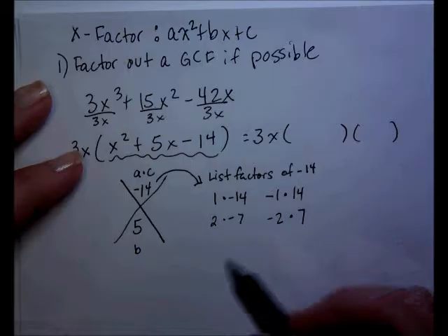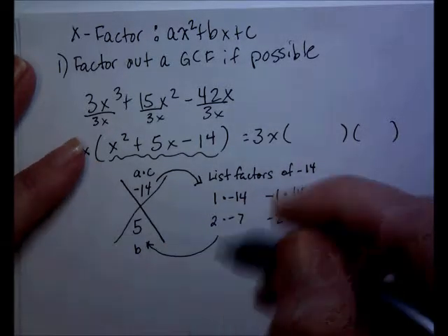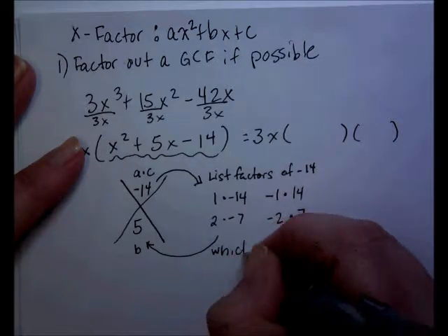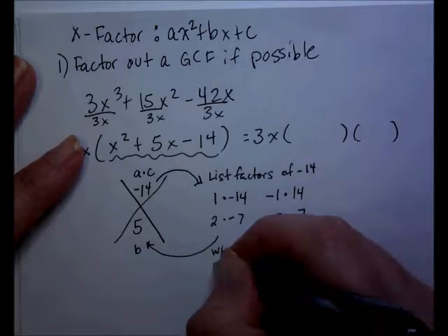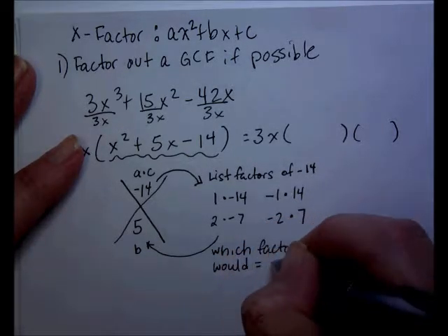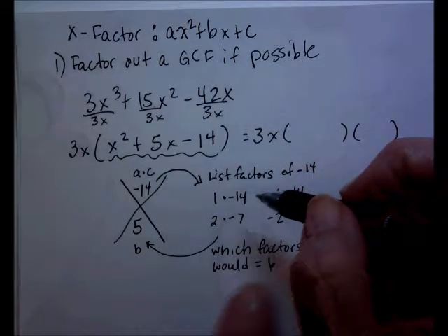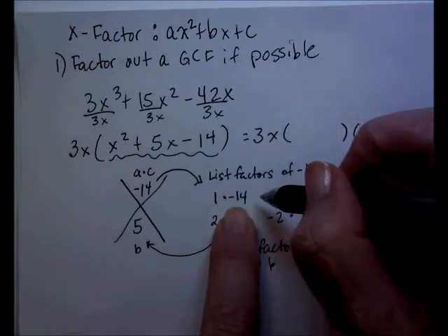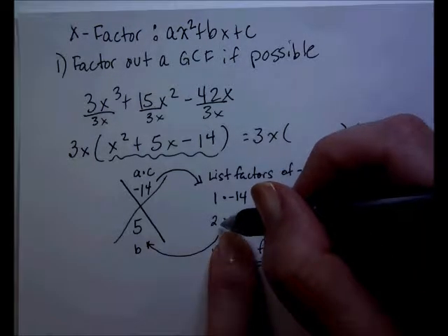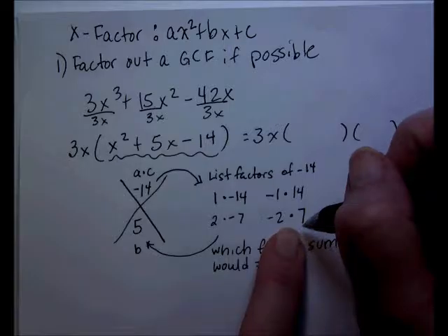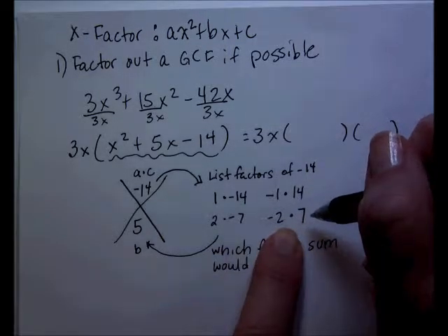Okay? Now, I find which factors sum would equal b, or in our case, 5. So in this case, when I add those together, it's negative 13. When I add these together, it's positive 13. When I add this together, it's negative 5. When I add this together, it's positive 5. Use your calculator. Add the two factors together.